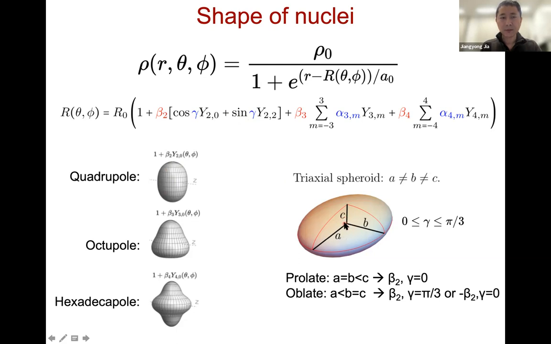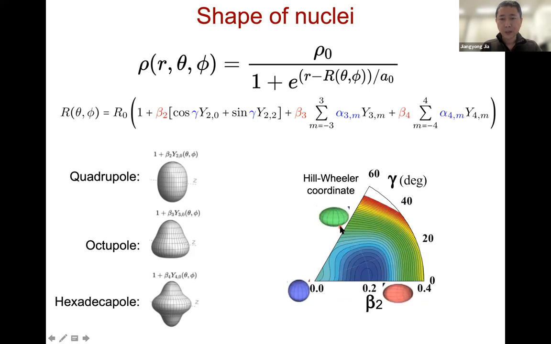Right, so fixing beta 2 doesn't really constrain the relationship between these radii, and you need another parameter to fix that. Okay, and so this gamma basically is this angle here, which goes from 0 to 60 degrees. So prolate will be gamma equal to 0, where A equals B less than C. Oblate will be A less than B equals C, which corresponds to 60 degrees. So you can see this is called the triaxial deformation.